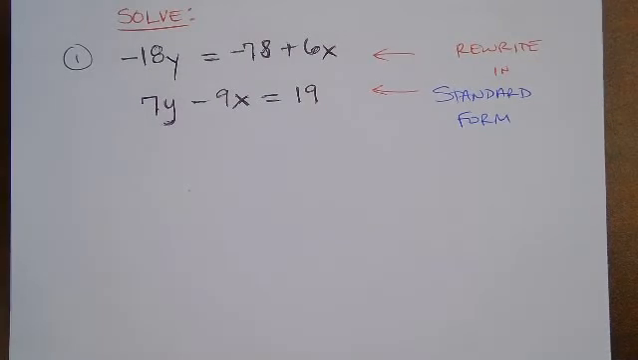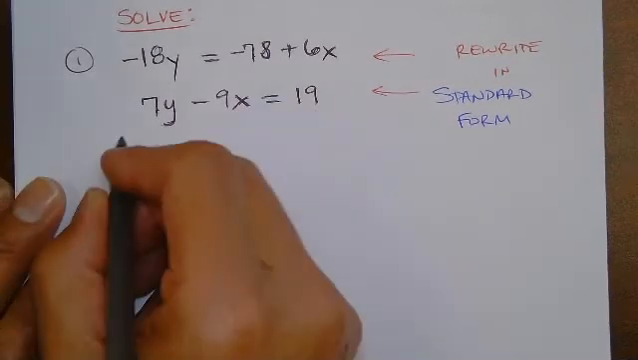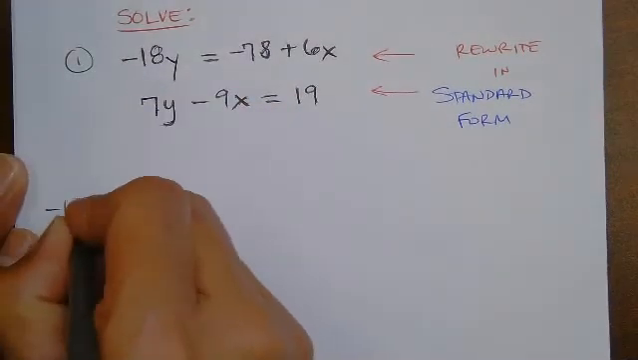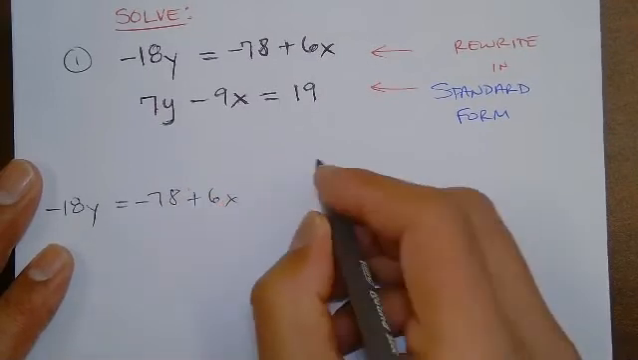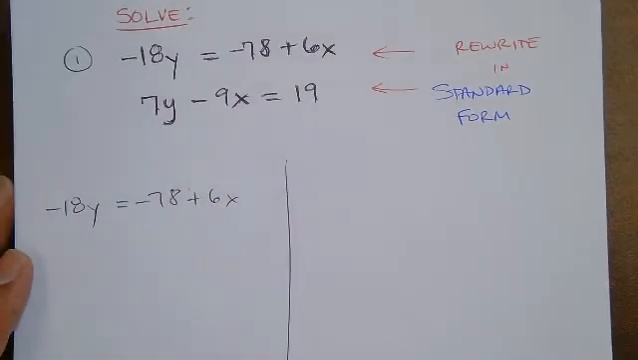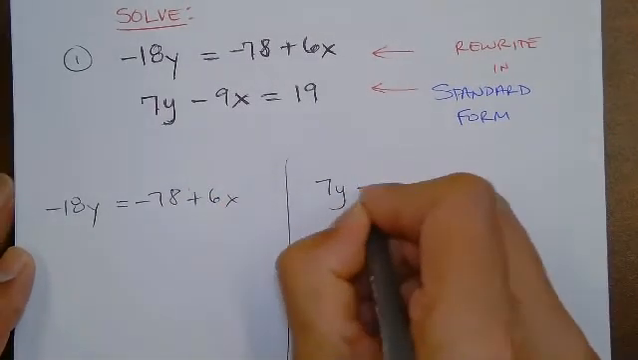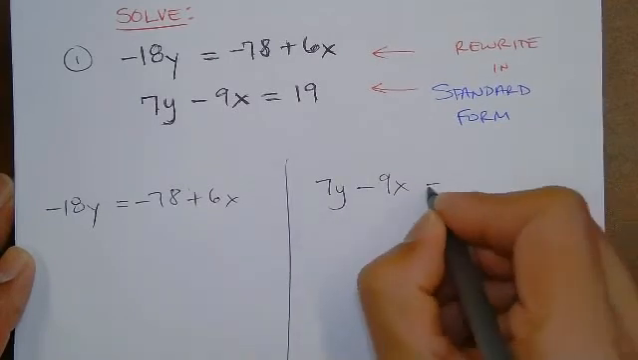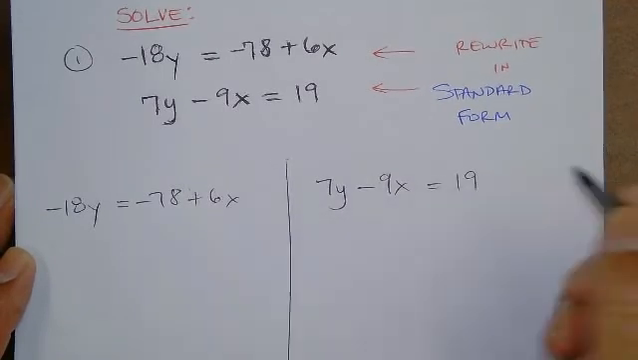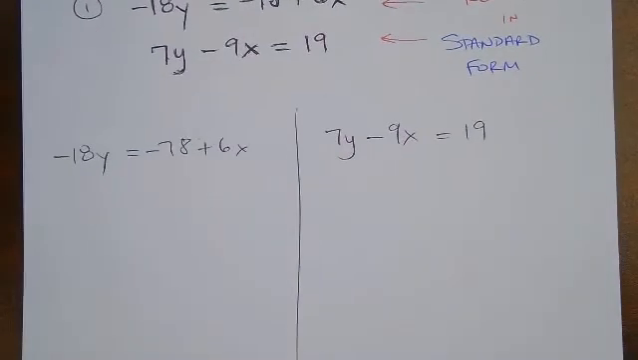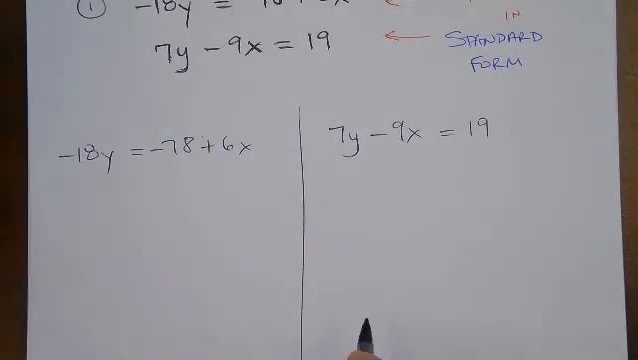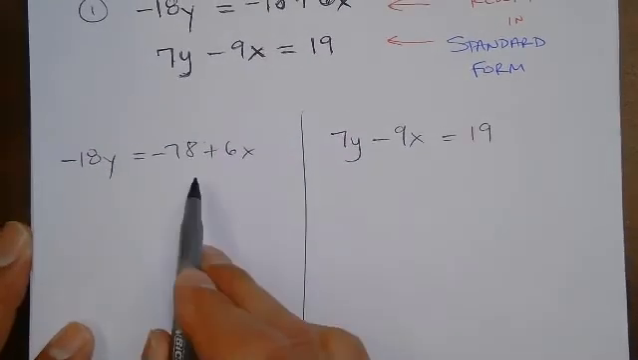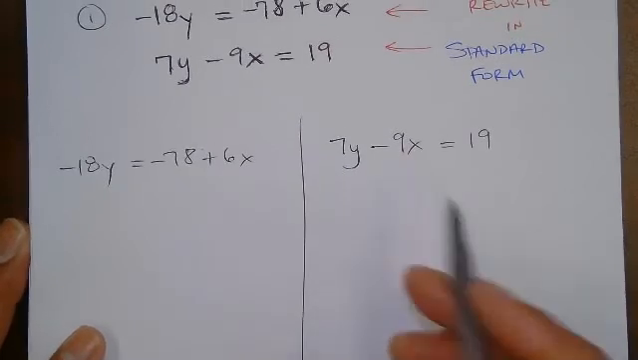Okay, so I'm going to rewrite this one over here. The negative 18y is equal to negative 78 plus 6x. And I have to rewrite it. And then I got to rewrite this one also. The 7y minus 9x equals 19. Okay. So what do you guys think? I got to rewrite this one in standard form and this one in standard form.